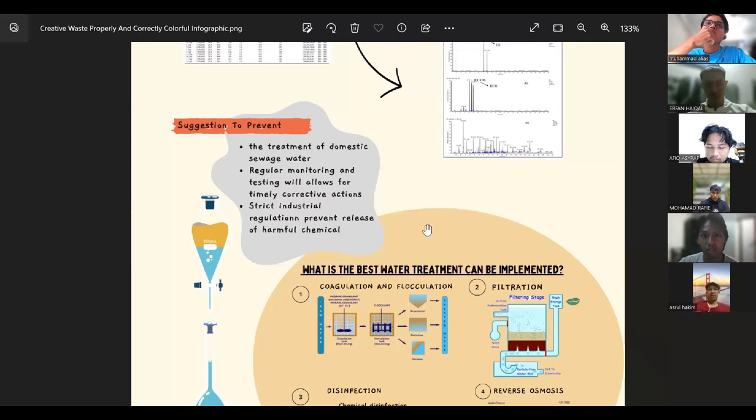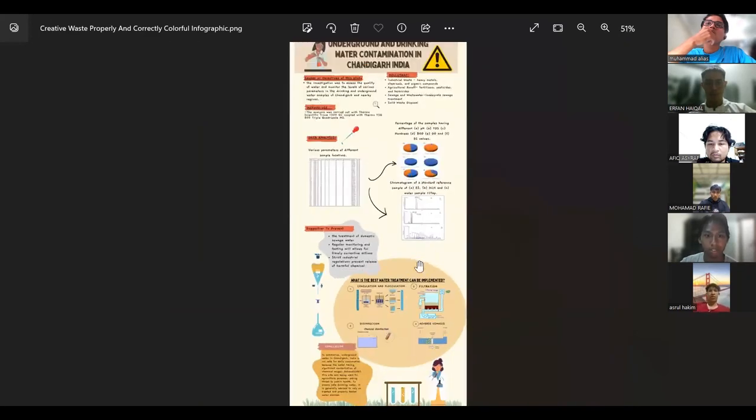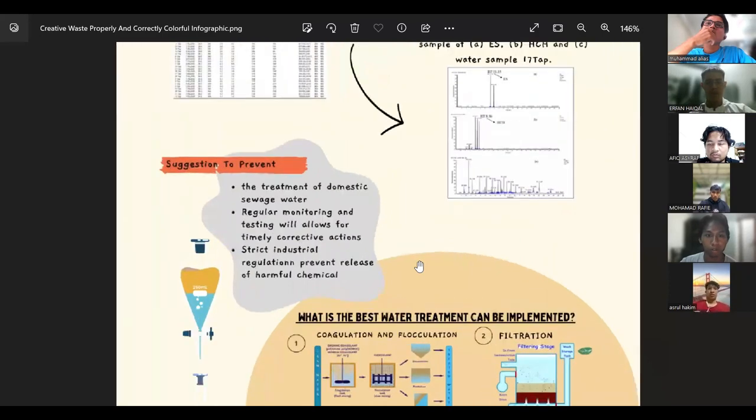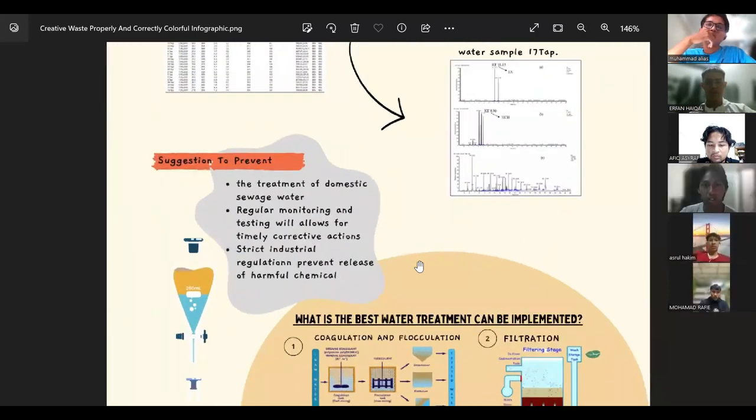By monitoring and testing, we will establish a comprehensive water monitoring, and this will assess the quality of underground and drinking water sources. This helps identify potential contamination. So our last suggestion is strict industrial regulation to prevent release of harmful chemicals. Enforce stringent regulation for industry to control the discharge of pollutants into water sources. Monitor and regulate industrial activity to prevent the release of harmful chemicals, heavy metals, and pollutants into the environment.